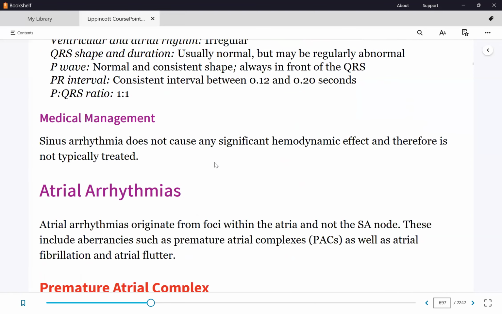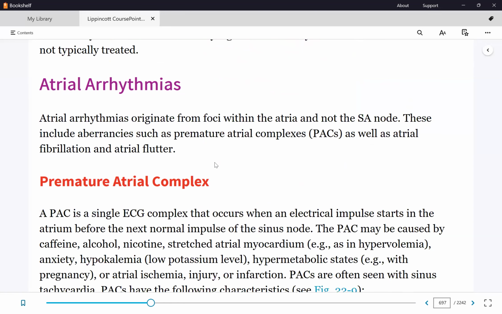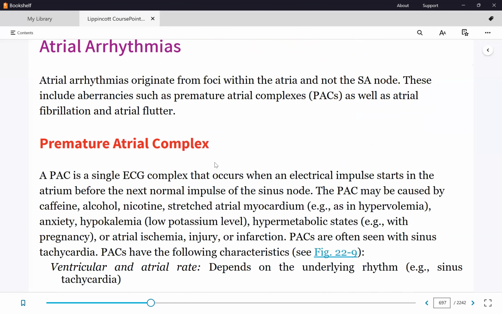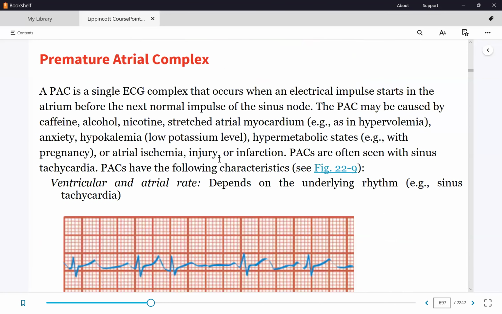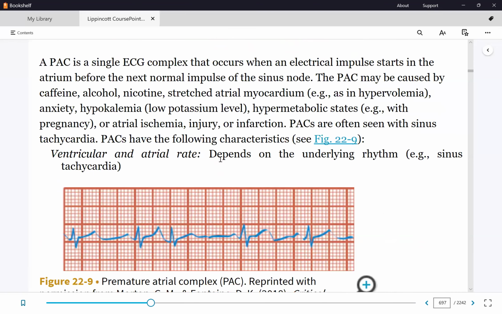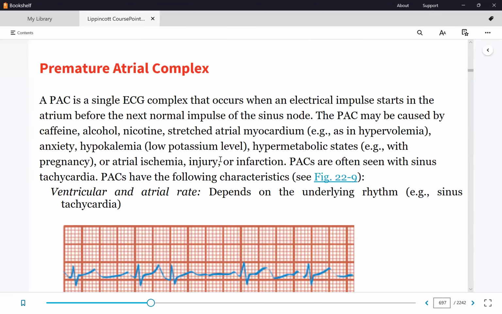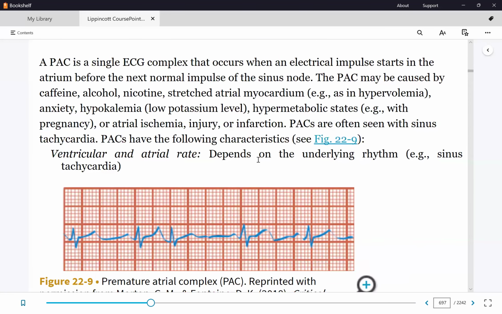Very good. Okay, let's go now to the atrial arrhythmias. Now there are four here. Let's start with a PAC. A PAC is a premature atrial complex. Generally speaking, these are harmless dysrhythmias. They occur. What are the causes mentioned here?